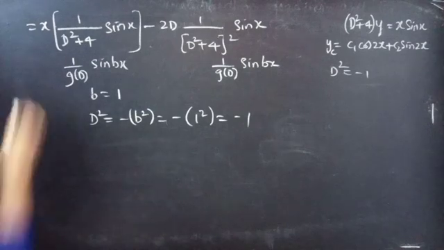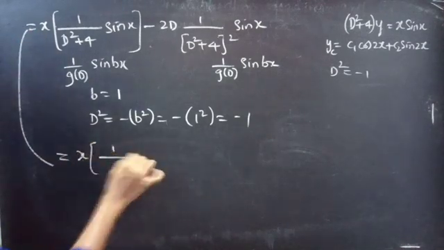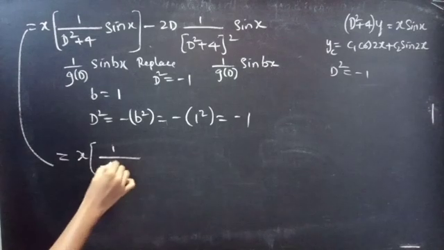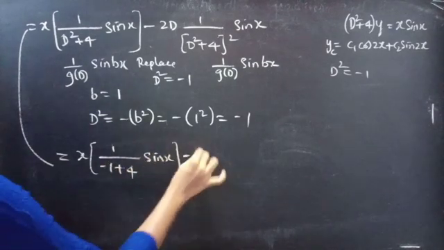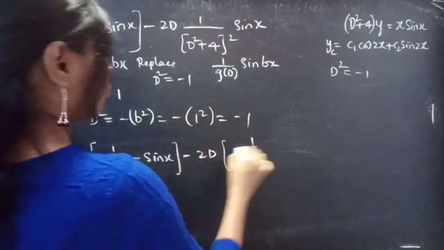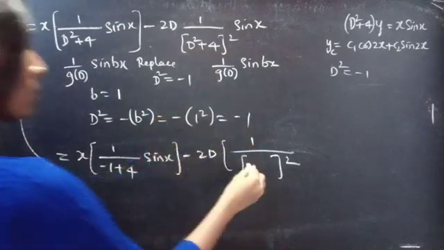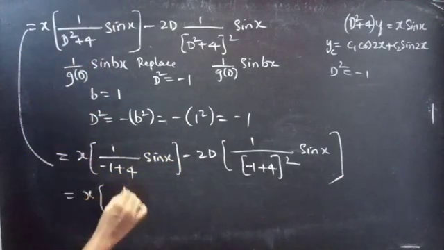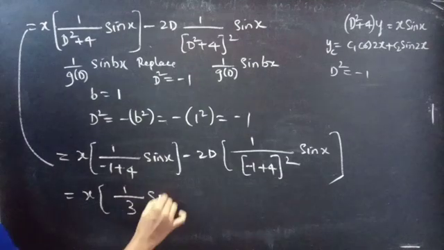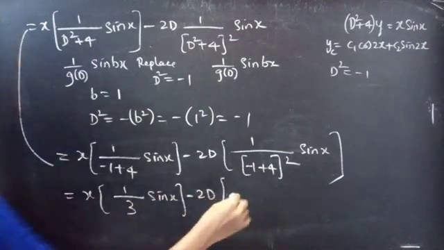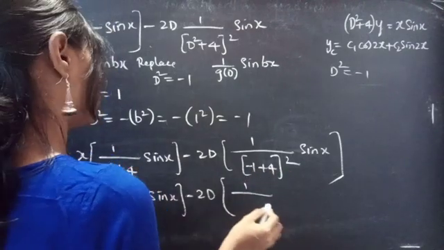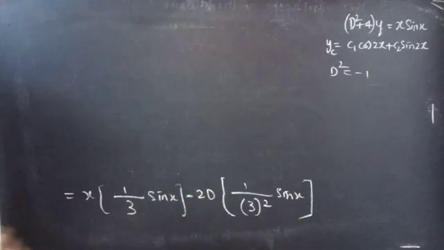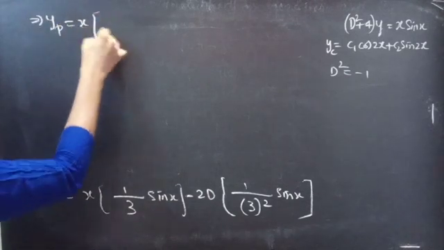So what we'll do? This becomes x into 1 by, we'll just replace d square by minus 1. We'll get minus 1 plus 4 into sine x minus 2d into 1 by, replace d square with minus 1, we'll get minus 1 plus 4 whole square into sine x, which equals x into 1 by minus 1 plus 4 is 3 sine x minus 2d into 1 by minus 1 plus 4 is 3 whole square into sine x, right? Then yp becomes x into 1 by 3.